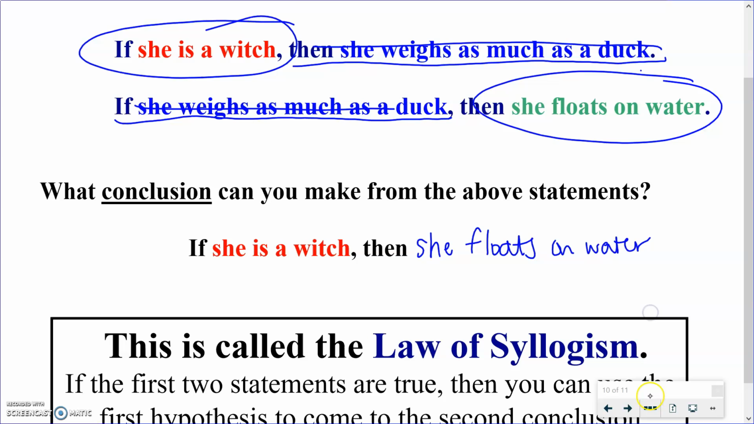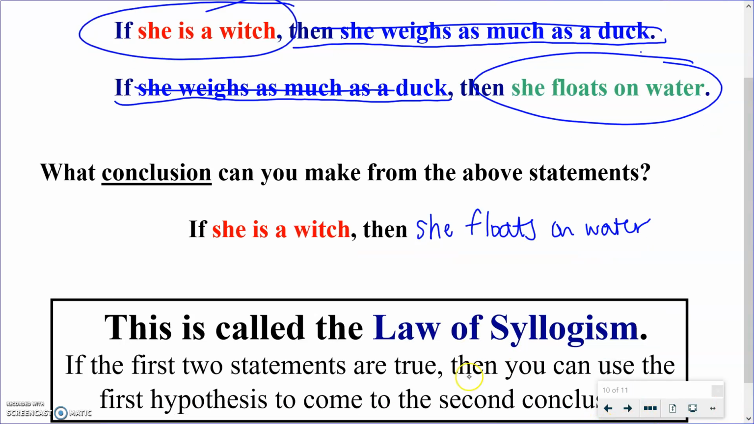Okay, and again, that's called the law of syllogism. So if you have two conditional statements that are true, you can use the first hypothesis and the second conclusion because the other two, I like to think of it as they cancel out, and I even cross them out to get my brain wrapped around that from time to time.